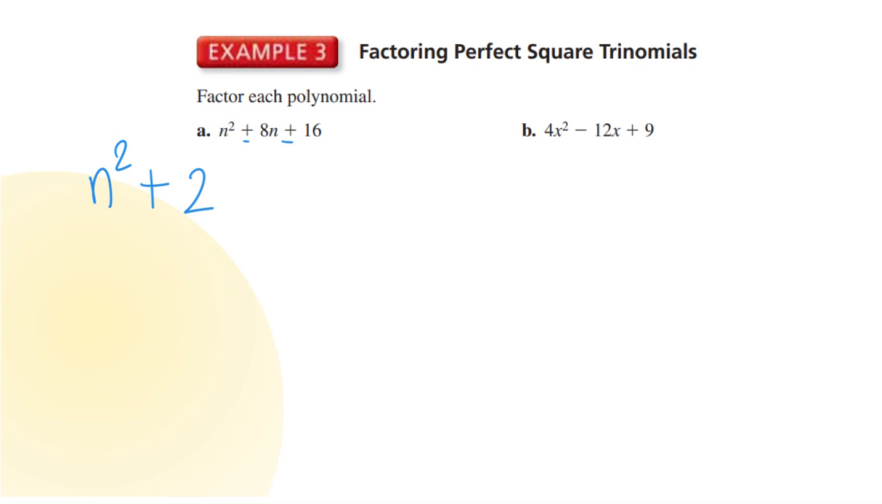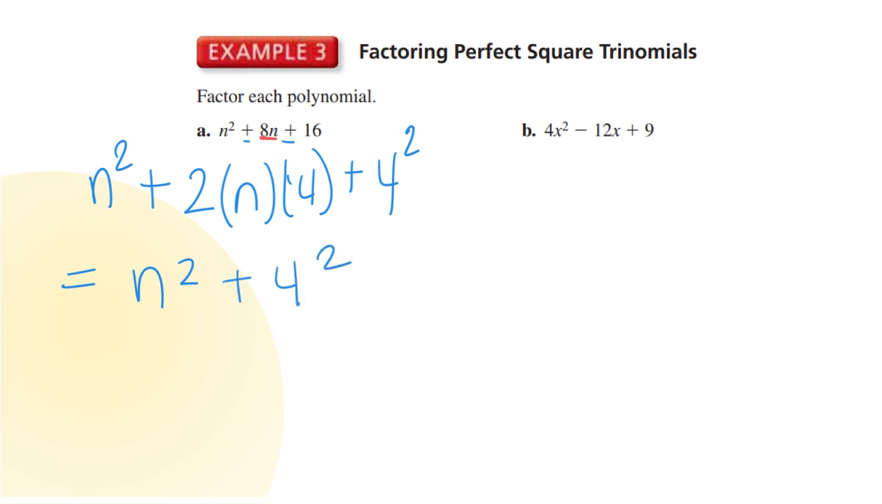plus 2 times a and b. So basically, one number multiplied twice will give me 8. I know I'm going to have n, which is my given variable. It's going to be 4 plus the perfect square of 16, which will be 4 to the power of 2. Now I have the perfect square trinomial pattern, which is n squared plus 4n squared left. Simplified, we're going to have n plus 4 to the power of 2.